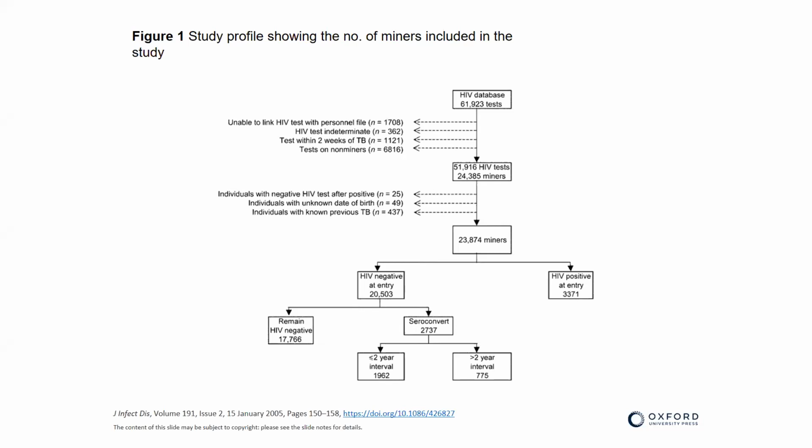So they looked at 28,000 miners. At the time when they started this, 3,000 of them, so around 10, 12% of them were already HIV infected. They looked at the ones who were HIV negative at entry. And what they did is that they looked at their 2 yearly tests. And of that group of 20,000, about 2,000, 3,000 of them seroconverted. And they could work out, roughly speaking, when the infection actually occurred.